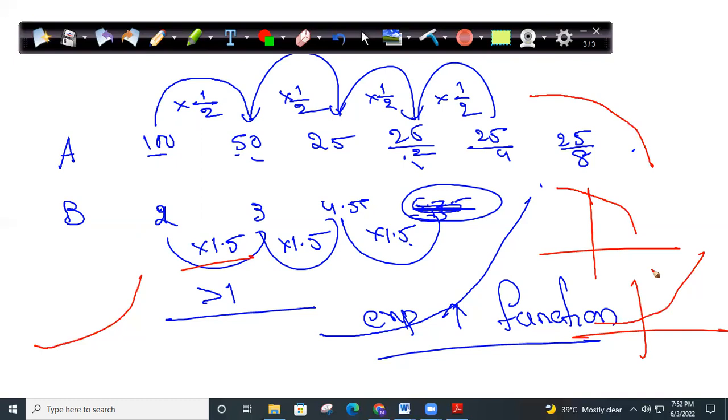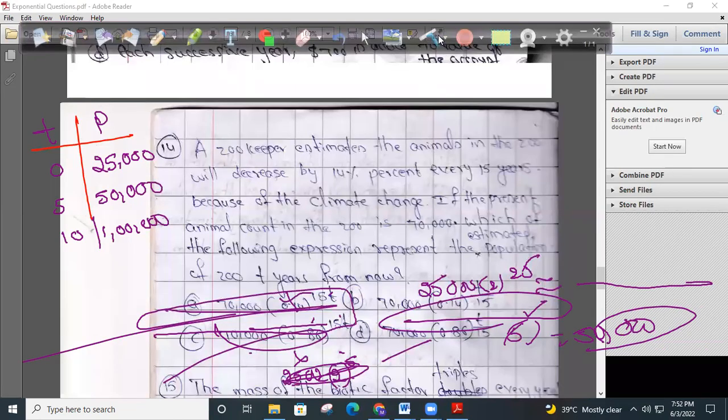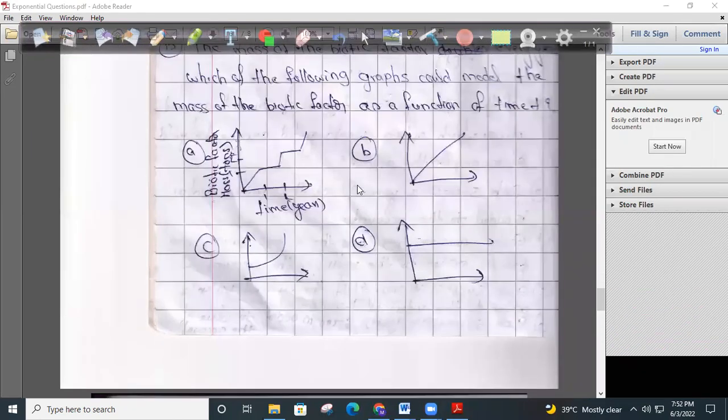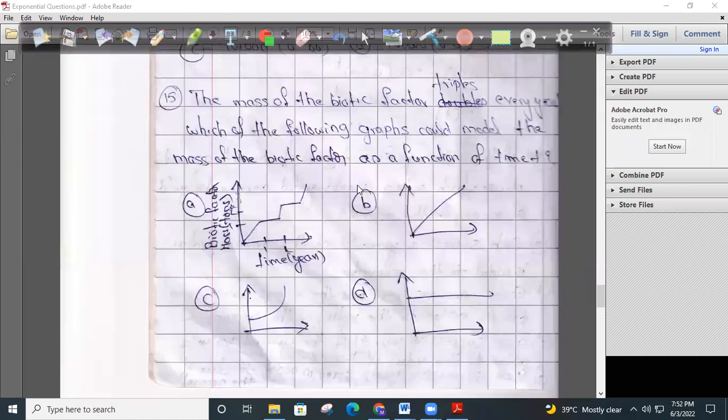Can I ask you one question based on this? Everyone solve this question and tell me your answer. Tell me the answer for the 15th. Excellent question. Let me see how many of you can answer.